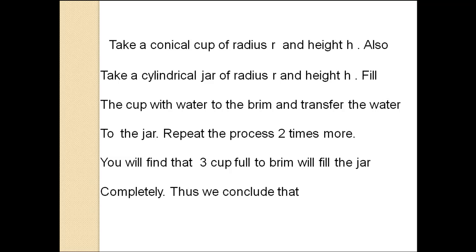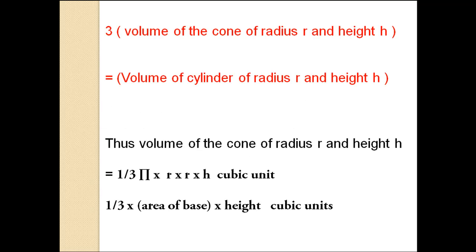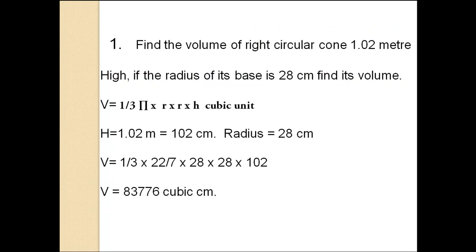Thus, we conclude that 3 into volume of the cone of radius r and height h equals volume of the cylinder of radius r and height h. Thus, volume of the cone of radius r and height h is 1 by 3 pi r square h cubic unit. That is 1 by 3 into area of base into height cubic units.